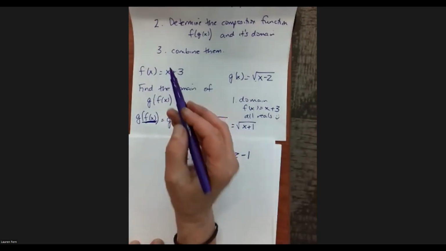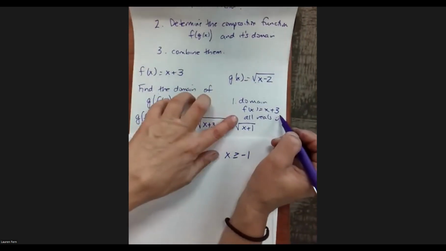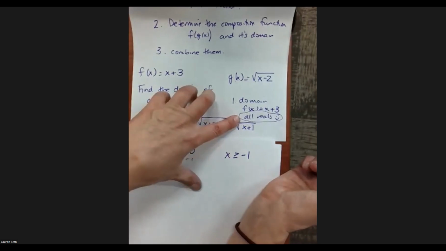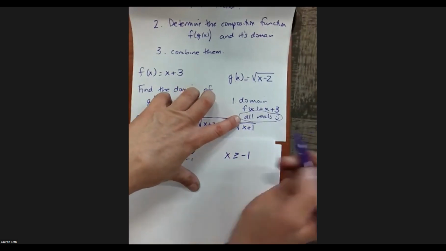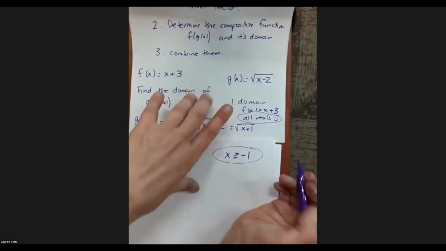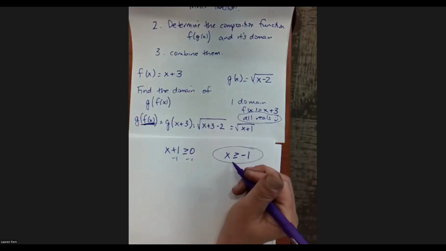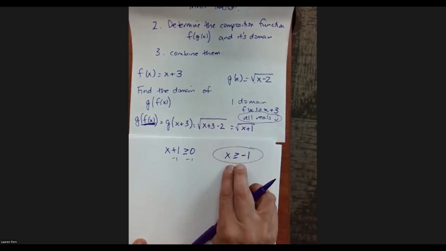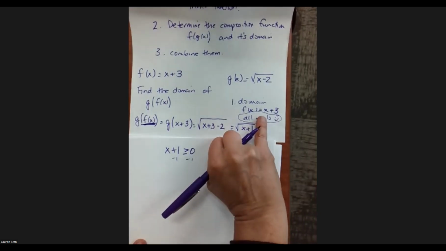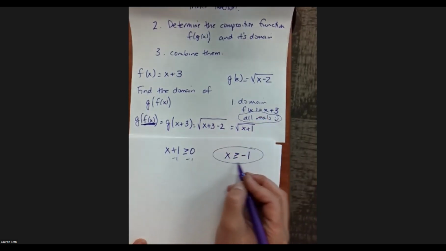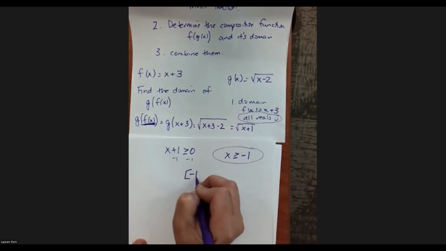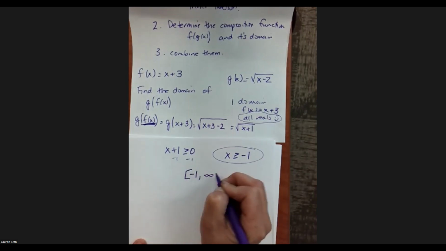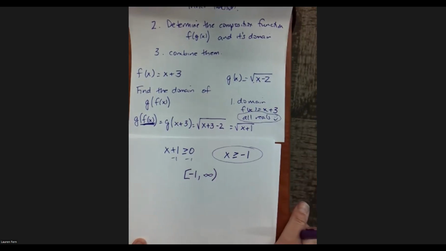All right, so step 3 is combine them. If I combine my limitation here, which is not, with my limitation here, would you grant me that my only restrictions are these? I wasn't restricted by the inner guy. So you would say that the domain of this function is bracket -1 off to infinity.